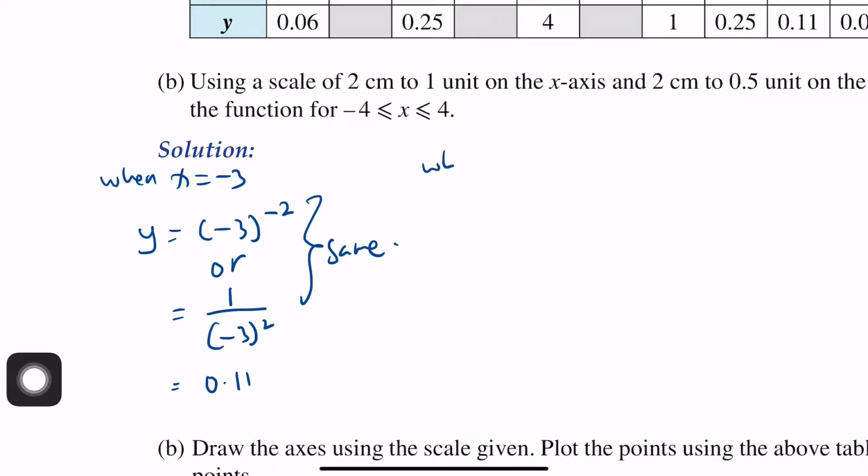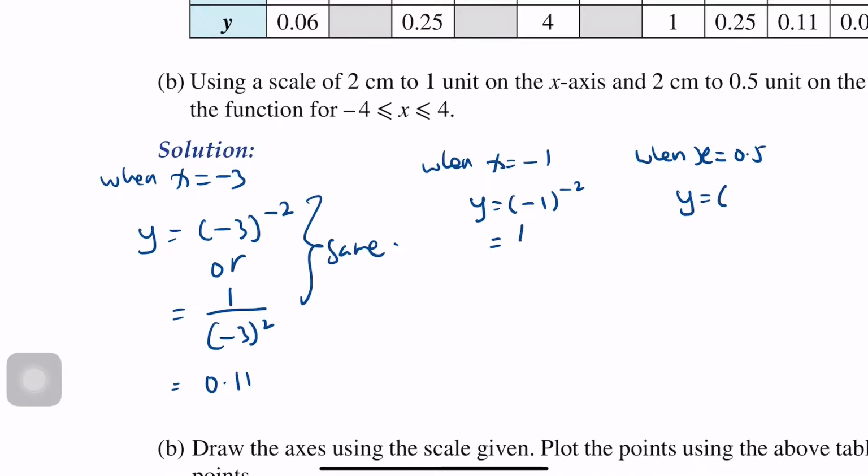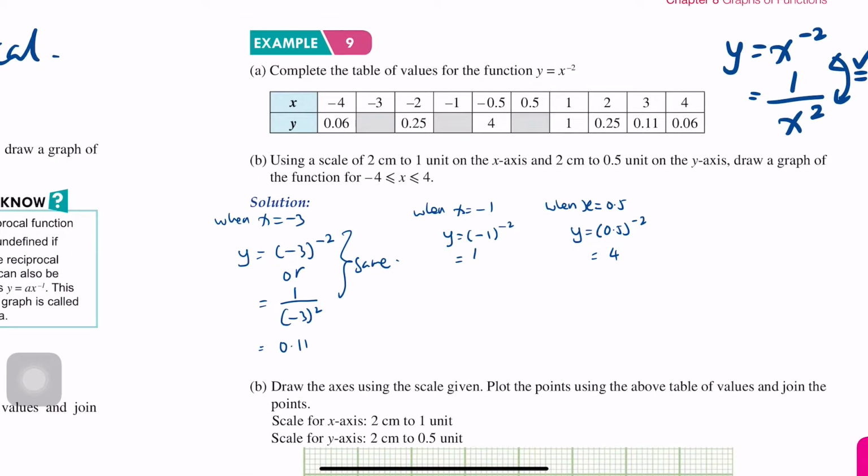Next, when x equals negative 1, y is equal to negative 1 power of negative 2. So your answer is 1. Last one, when x equals 0.5, y will equal 0.5 power of negative 2, which is 4. So don't forget to fill in the answers.